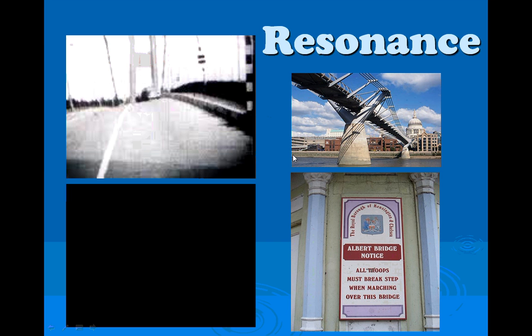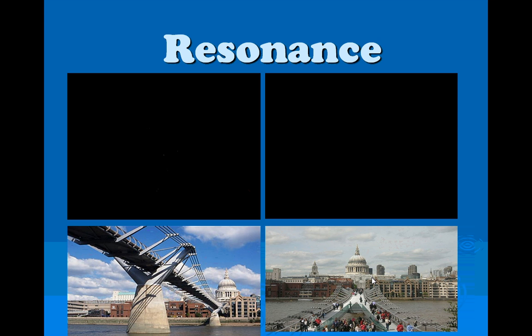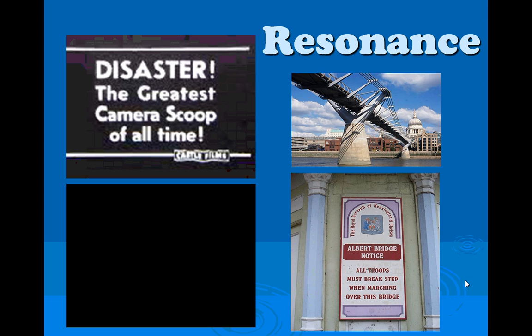Other examples of bridges would be this one here. It's the Millennium Bridge in London. It's a pedestrian bridge we'll be looking at. And there are other examples in history of bridges that have collapsed because of soldiers marching across them. When they're marching across, they're all marching with the same frequency. If the frequency of the footsteps matches the frequency of the bridge, you can have a transfer of energy to the bridge and the bridge could collapse.